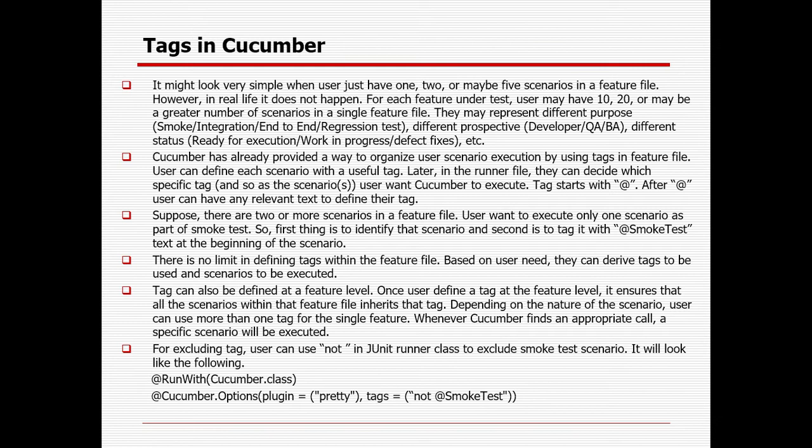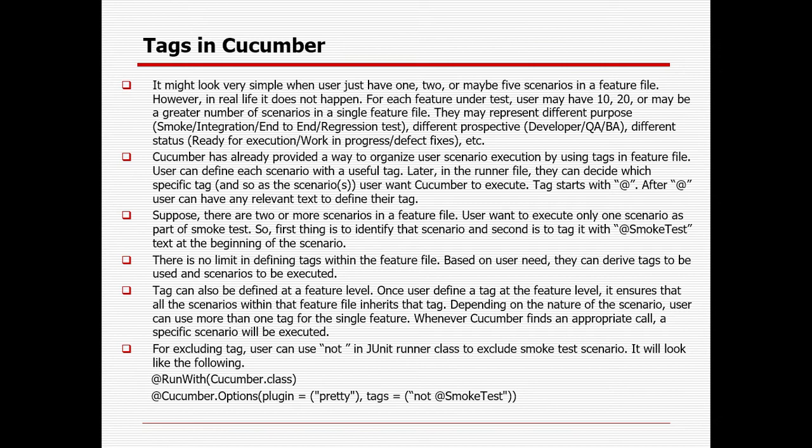single feature file. These may represent different purposes, like smoke test, integration test, end-to-end test, regression test or the UAT test, or different perspectives like developer, QA or BA, or different statuses, like ready for execution, work in progress or defect fixes, etc. So Cucumber already provides a way to organize scenario execution by using tags in the feature file.